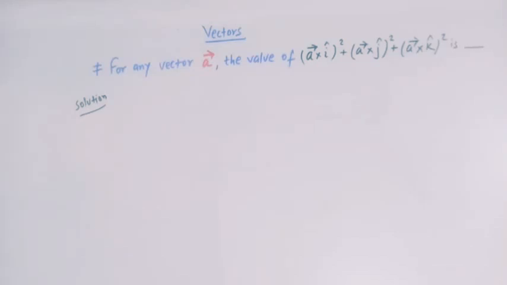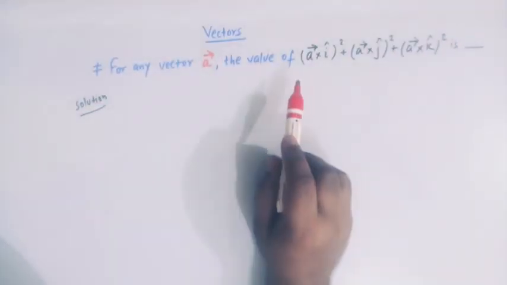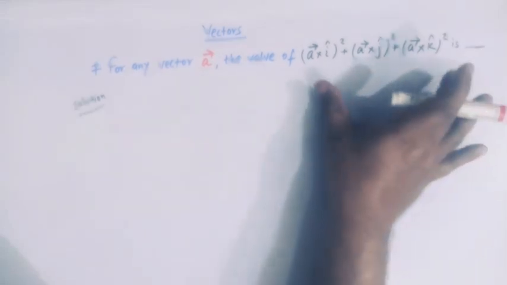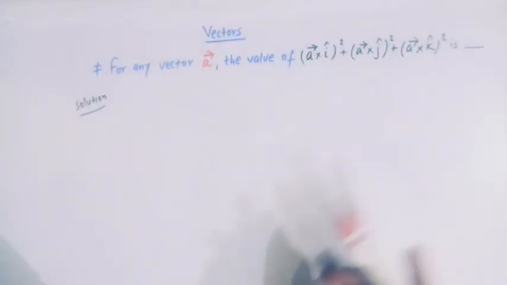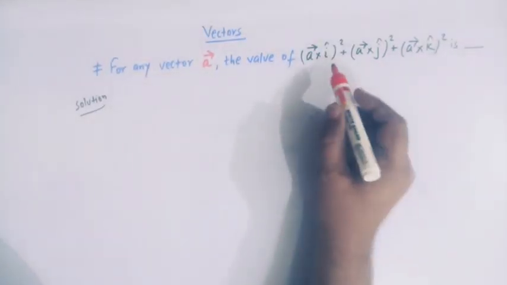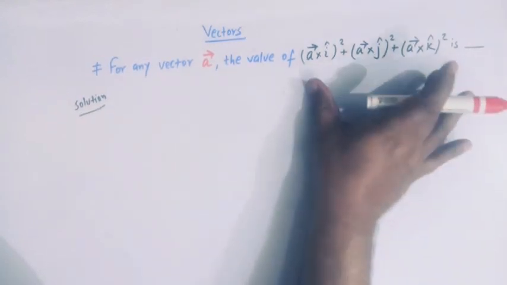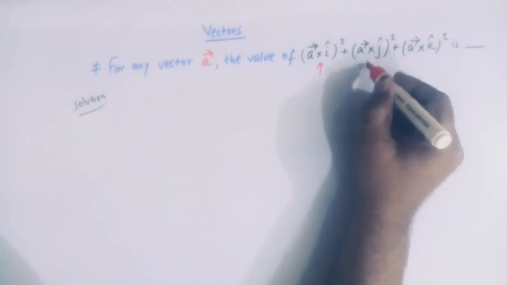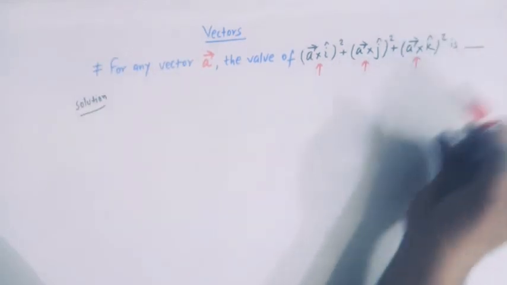Hello viewers, in today's class we are going to solve a very conceptual problem in vectors, and the problem is written here. For any vector A, we have to find the value of this expression, right? So let us start. Here we see that this expression has three terms. This is the first one, this is second, and this is third, right?